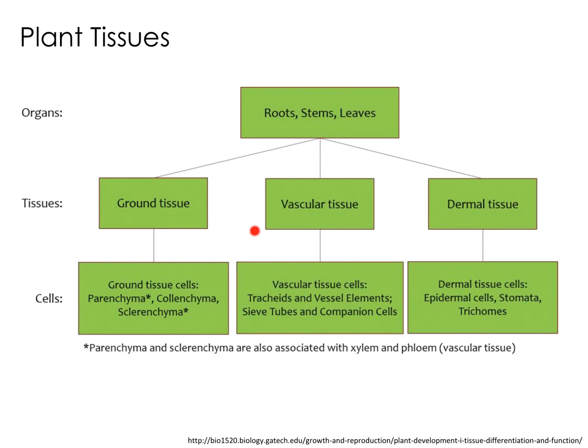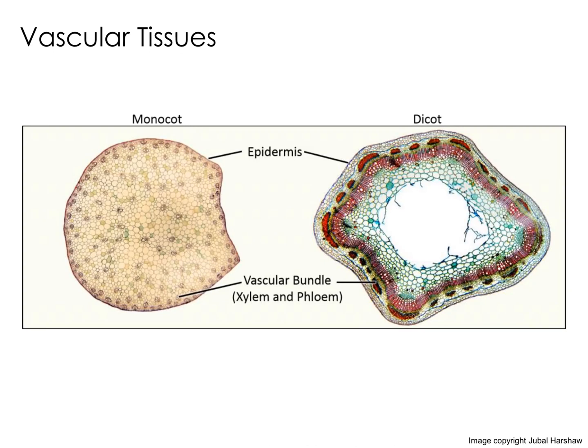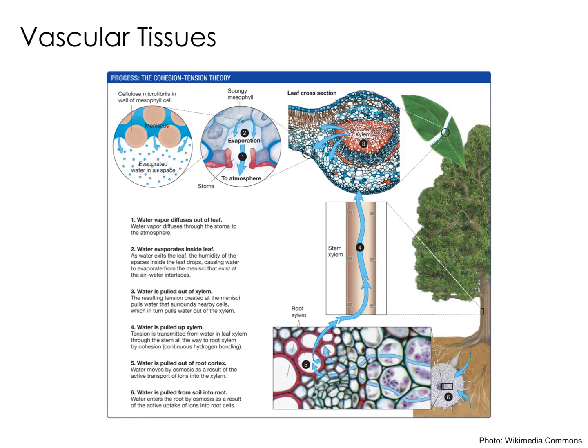The vascular tissue refers to the xylem and the phloem. And recall that these are arranged differently in the stems of monocots compared to the stems of dicots. The xylem is the vascular tissue that transports water and minerals from the roots of the plant to the aerial parts of the plant, so to the leaves.